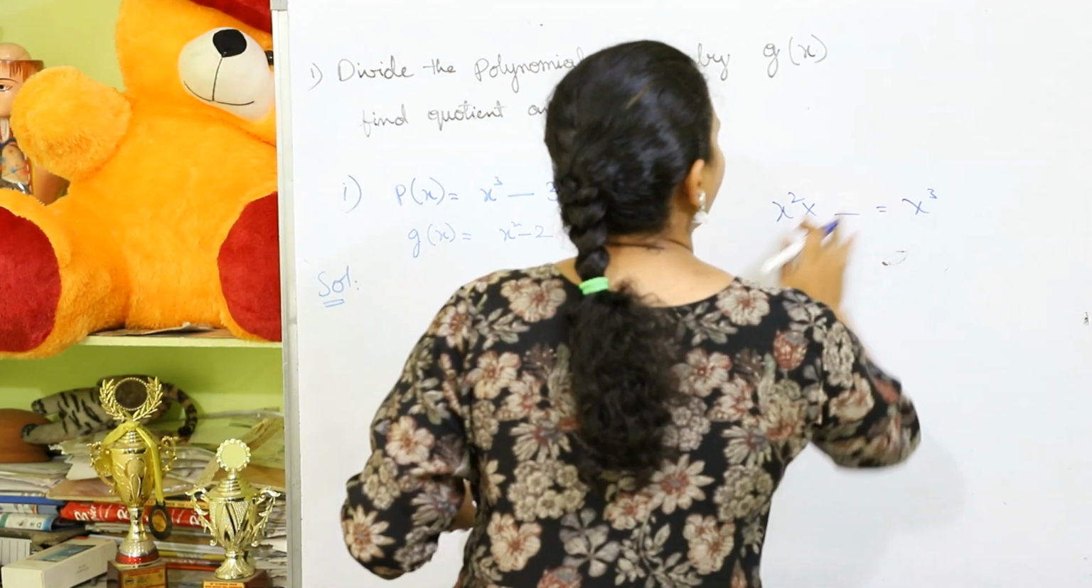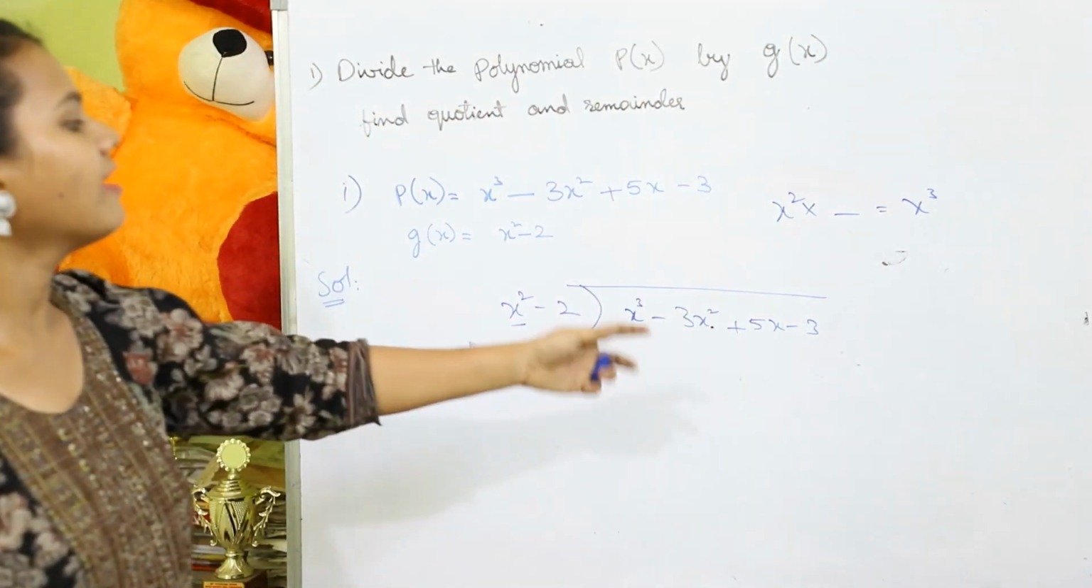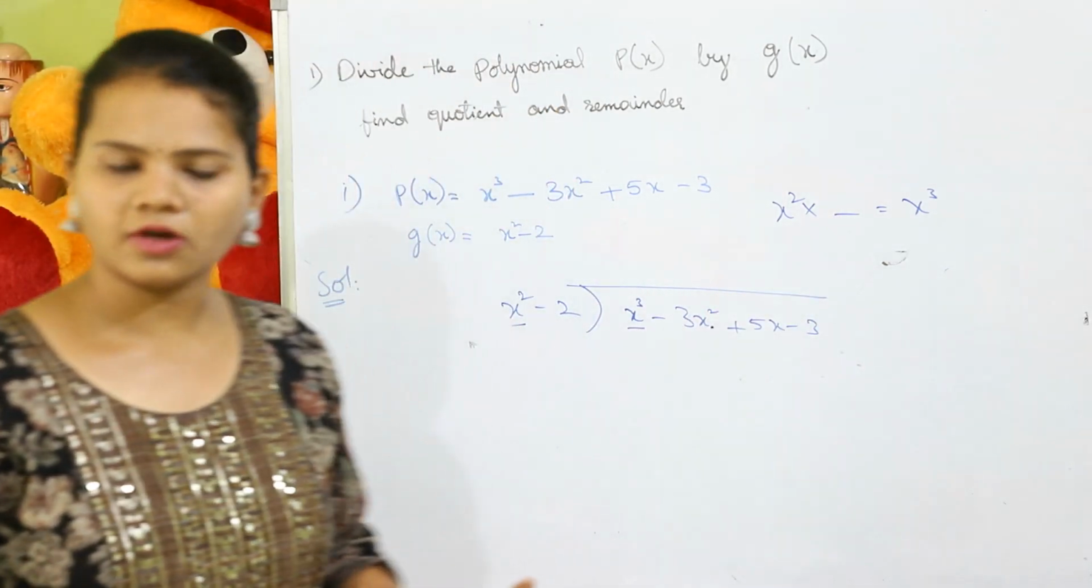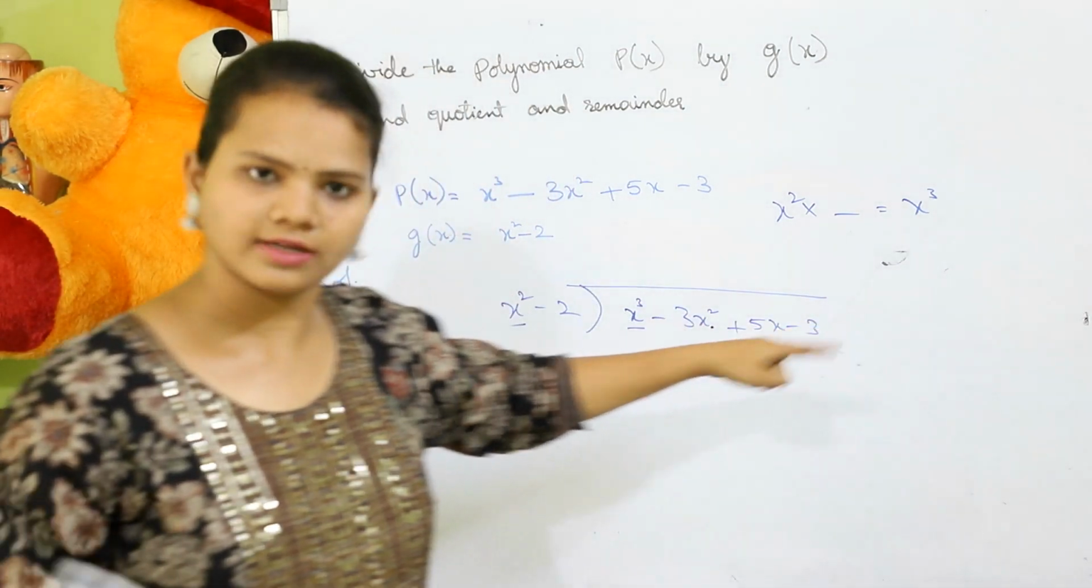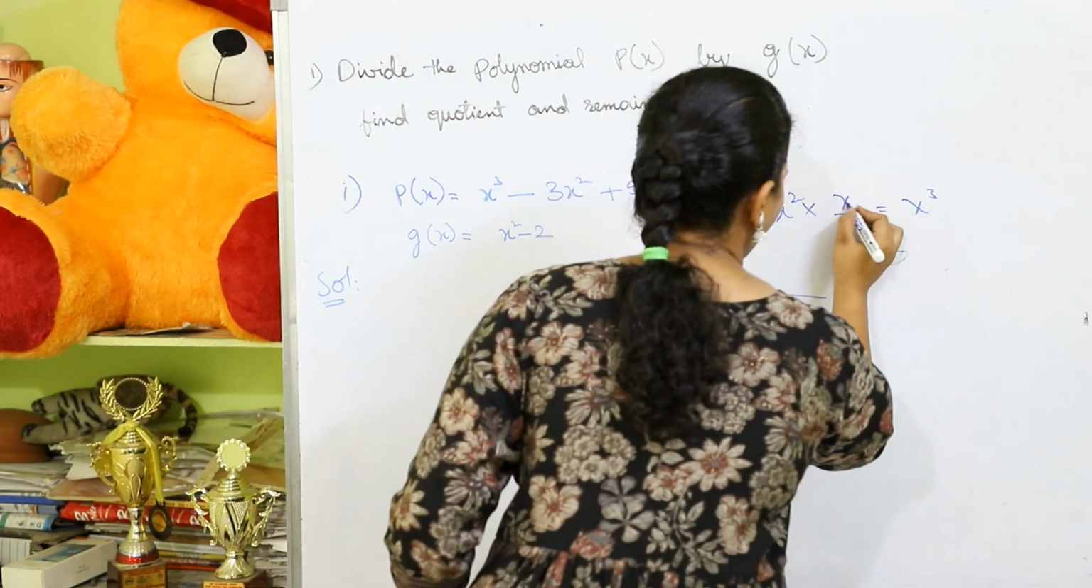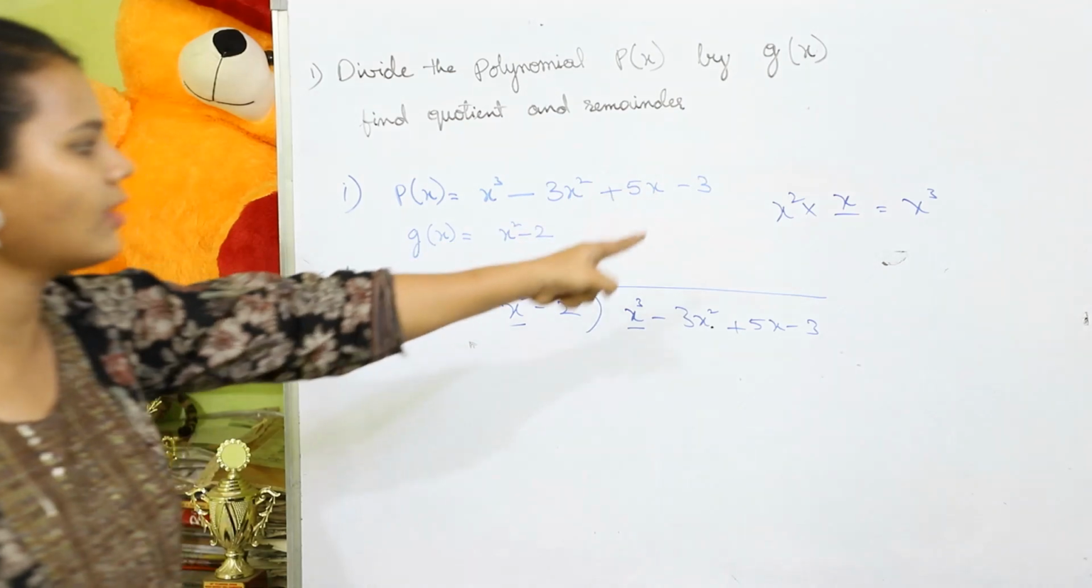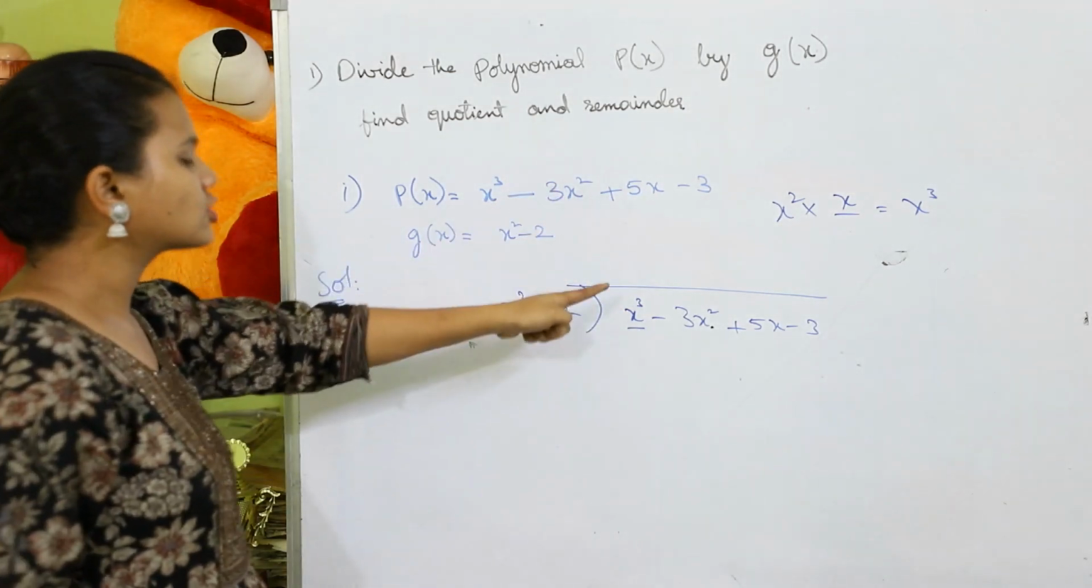So what should I multiply by to get x cube? Which variable should I use to get x cube? You take just x. Means x square into x gives what? X cube.